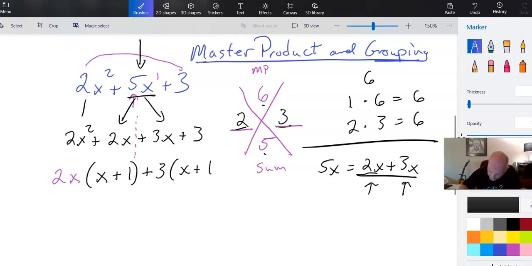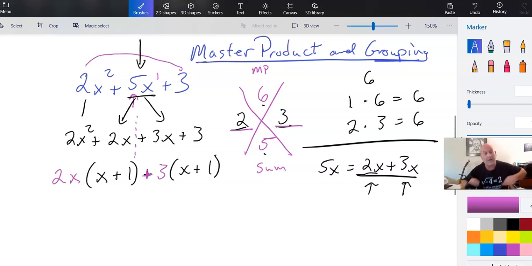Oh, I wanted to color code that. Let me... Right. Hey, now. There we go. I wanted to get that color coded.